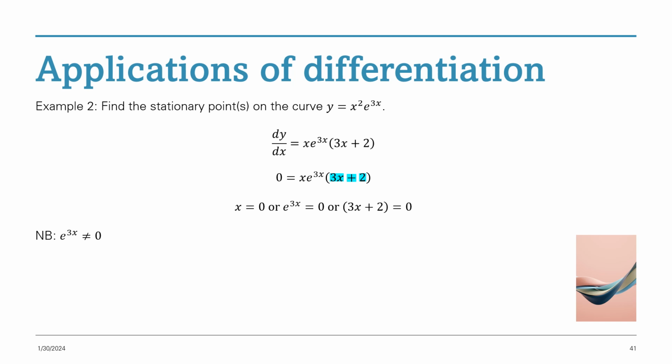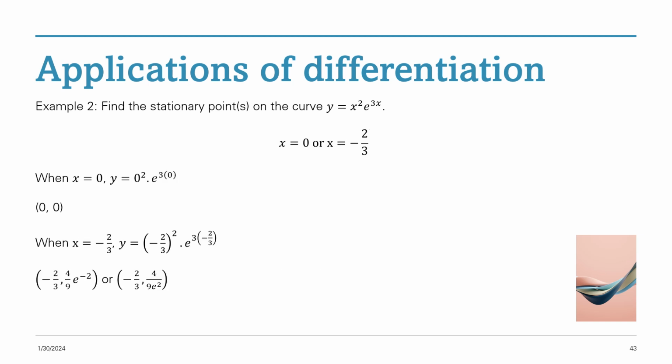Note, an exponential never equals 0 because it approaches the x-axis but doesn't actually touch. So it's not a solution. So we only use the other two, x equals 0 and x equals -2/3. Substitute both of those points back in, and you get your values for the stationary points.